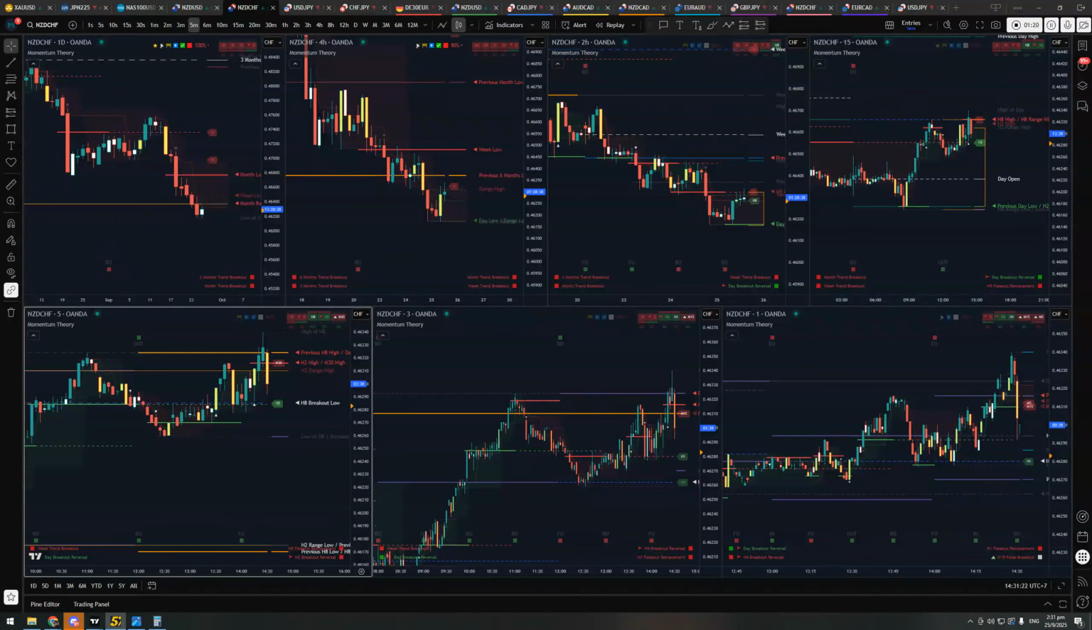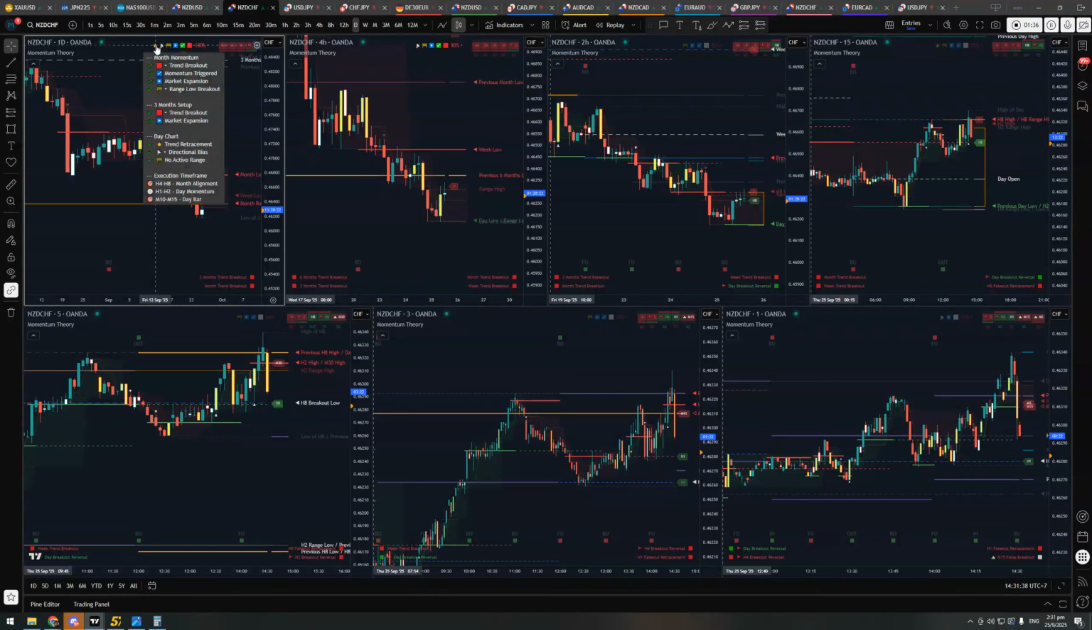Spread looks really wide. Not sure why it's super wide. I'll take a look at that later. Hopefully it gets better.